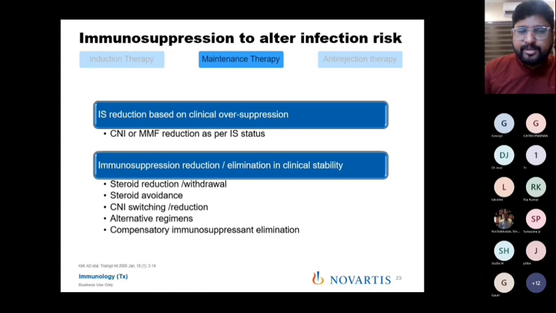In the same way, immunosuppression reduction or elimination is possible in pediatric transplants. Mostly we see steroid reduction and withdrawal. You can avoid steroids in very well matched patients. CNI switching is very easy: reduce the dose of CNI, or even switch to or add a low dose of mTOR inhibitors as a combination to avoid infections later, and alternative regimens.